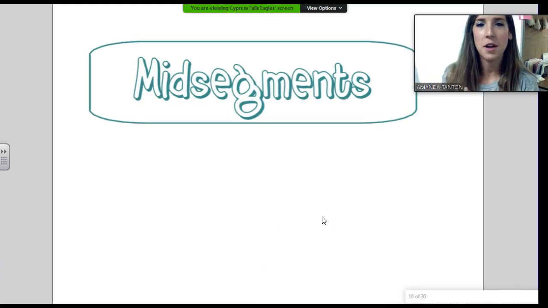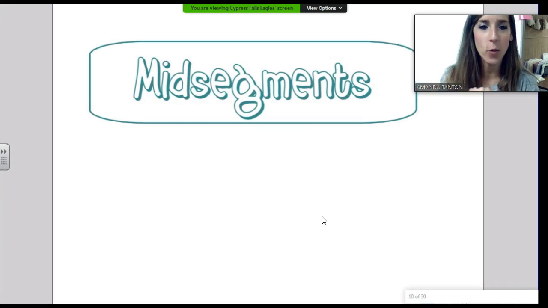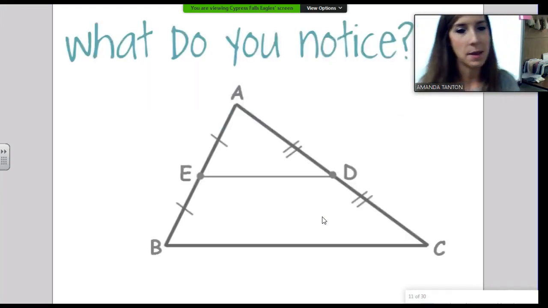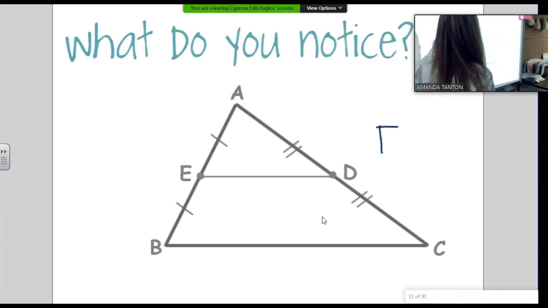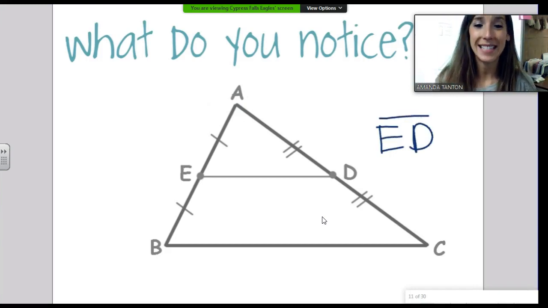So little did you know that there was actually one more segment left. We already learned about 4 different triangle segments. There's one more segment remaining, and it is called a midsegment. Let's see what a midsegment looks like. So ED, and you're welcome to draw this picture in your notes. ED is an example of a midsegment.